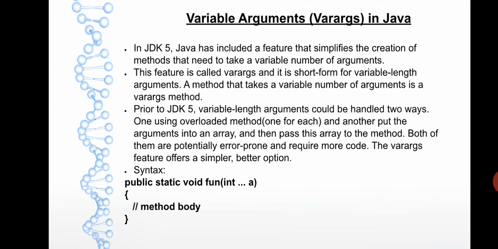Prior to JDK 5, variable length arguments could be handled in two ways. One is using overloaded method. So in the previous video we have seen method overloading, because if you are going for a different kind of parameters and with different data types, you should be using method overloading. And another, put the arguments into an array. So that also is possible. Then pass this array to the method. Both of them are potentially error prone and require more code. The varargs feature offers a simpler and better option.